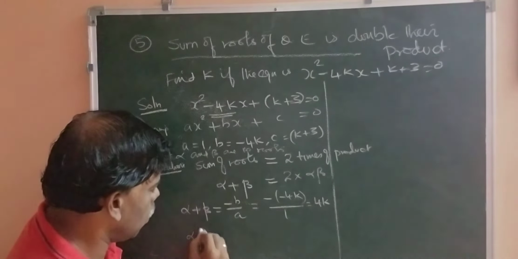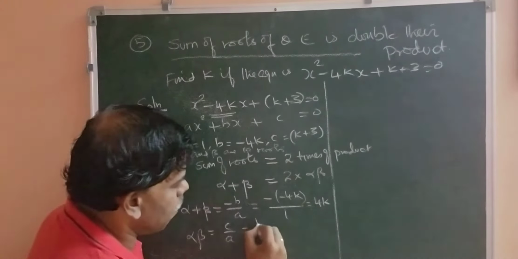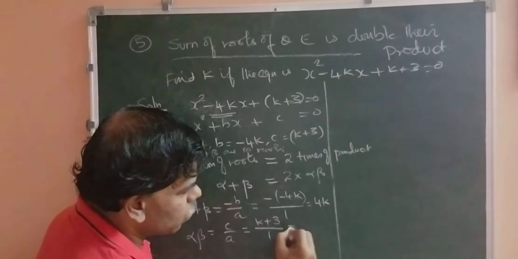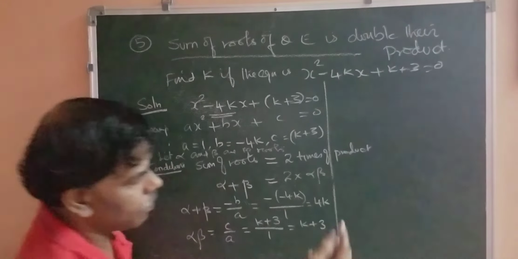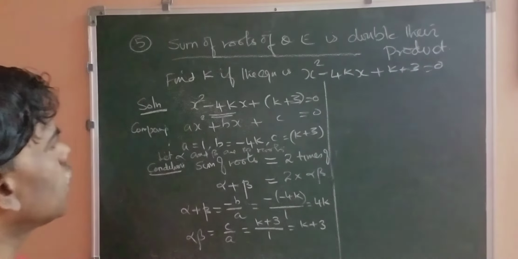Similarly, product of the roots means c upon a. C is what? k plus 3. What is a? 1. So the answer is k plus 3. Okay, now listen carefully.